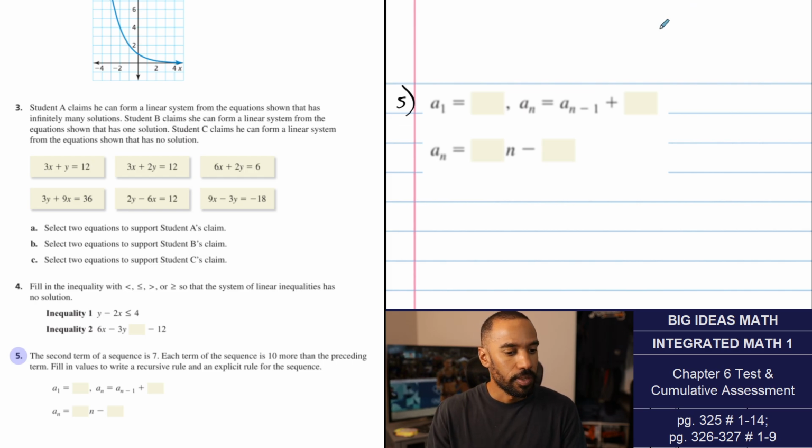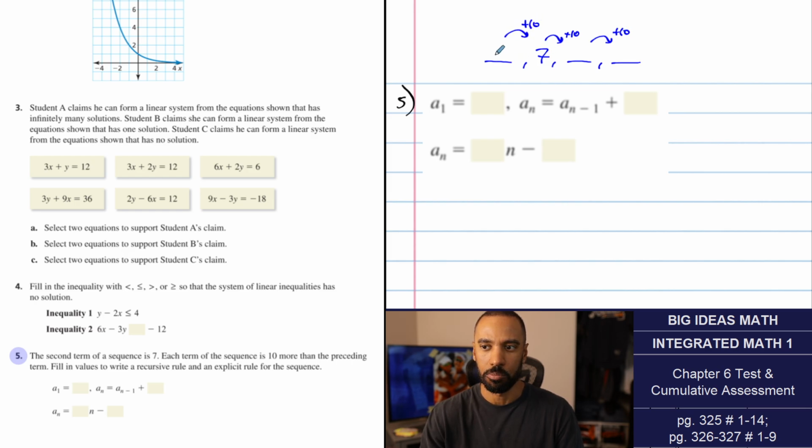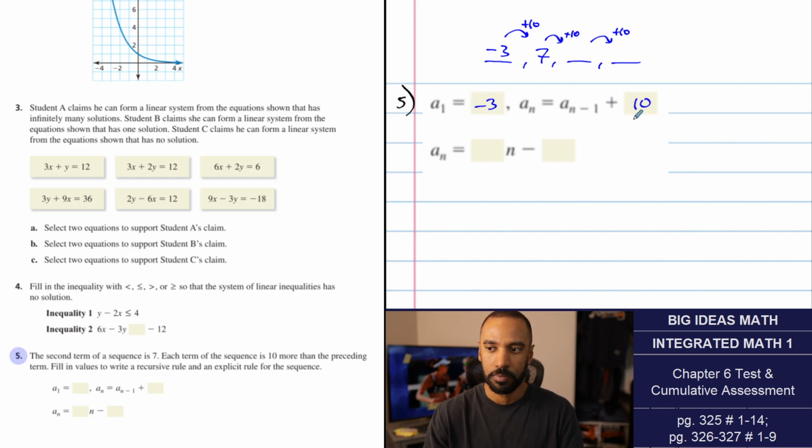So here, the second term is 7. Interesting, they didn't say the first term. The first term we don't know. And each term is 10 more than the preceding term, so plus 10, which means if we add 10 to get 7, we'd subtract 10 from 7 to figure out that the number is negative 3. So the first term is negative 3. Now, this part here, you add 10 more than you did before, so this is the recursive rule.